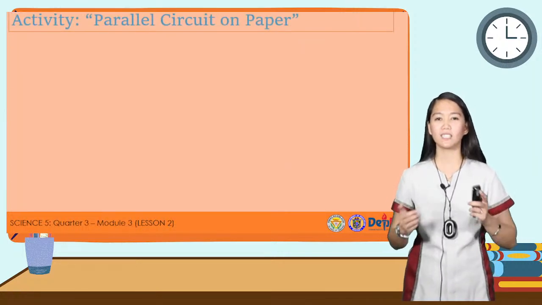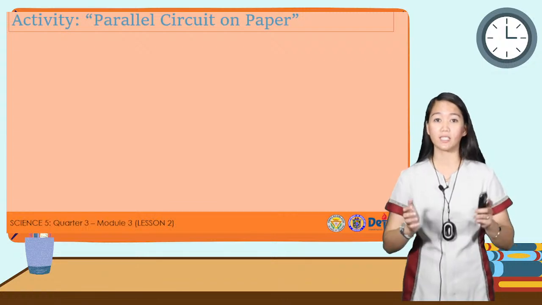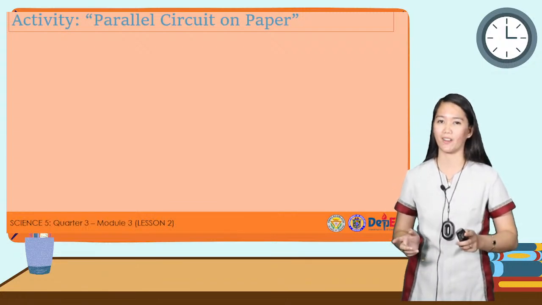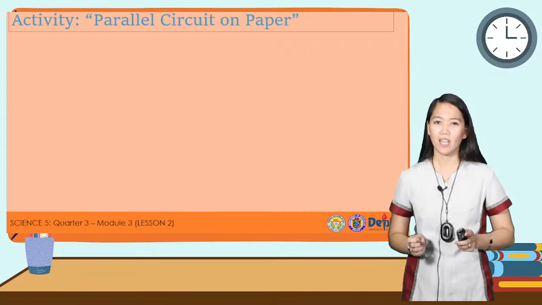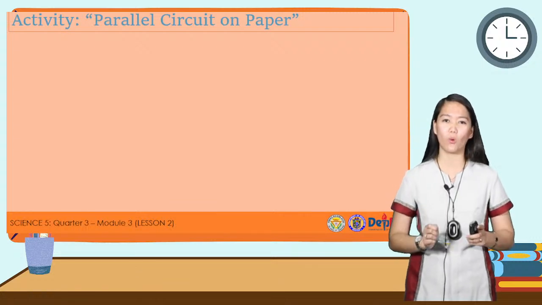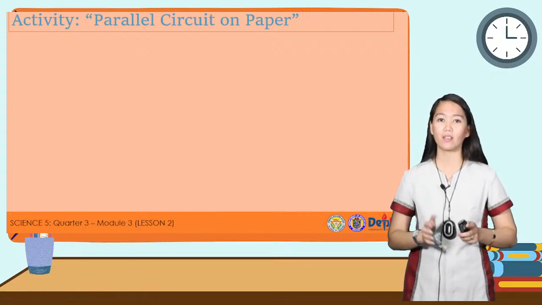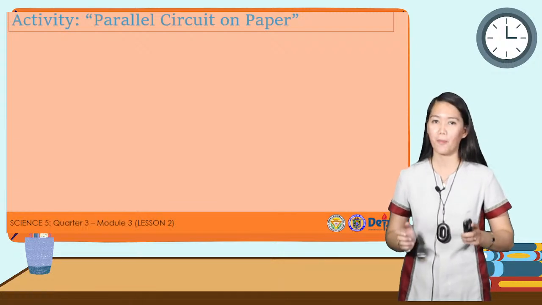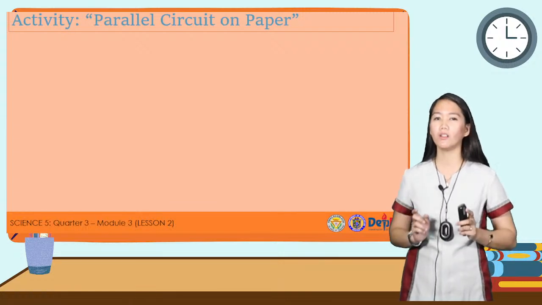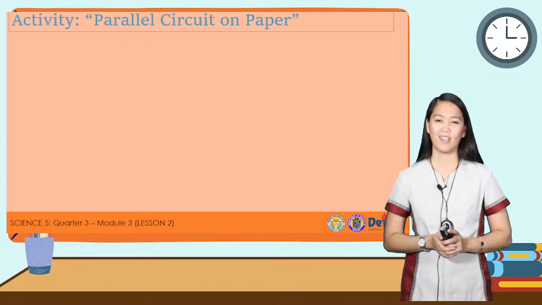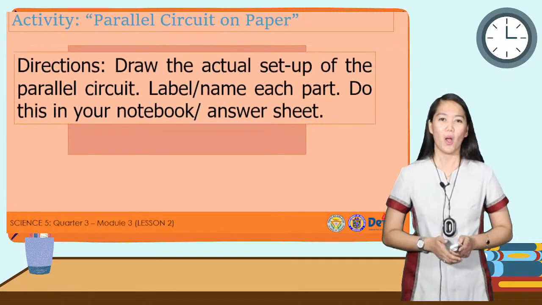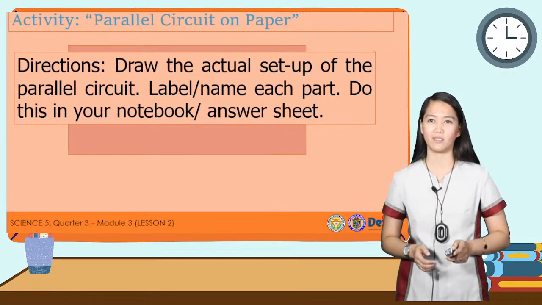Okay, so last time, we made a series circuit on a paper, right? Okay, but this time, you are going to make a parallel circuit on paper. So, are you all ready? I guess you are. Okay, so here is the direction.